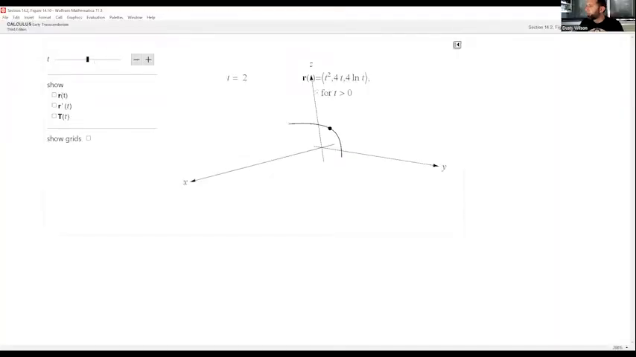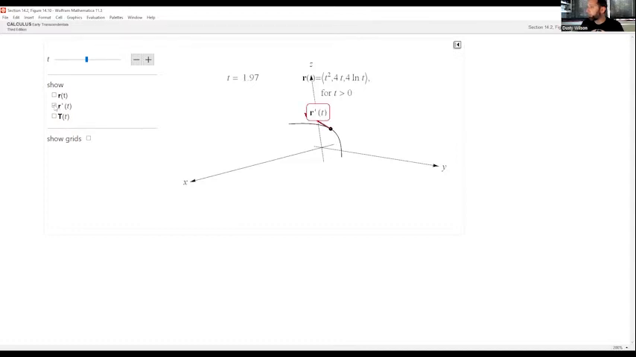So here we have a space curve. This particular one is given by t squared, comma 4t, comma 4 ln t, and it's for t bigger than 0. First of all, I want to point out that r of t is the description of the space curve. It gives you a position vector, and the tips of that vector are what trace out the curve. Remember, your position vector, yes, it starts at 0, but what's important are the tips of the vector, the terminal points, not where it starts. That is r of t.